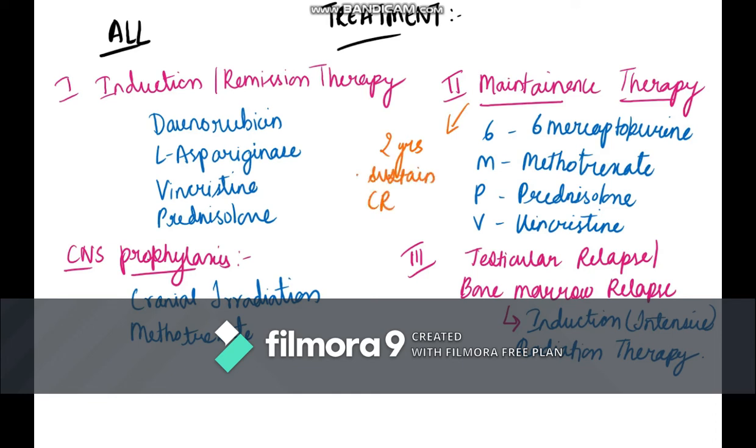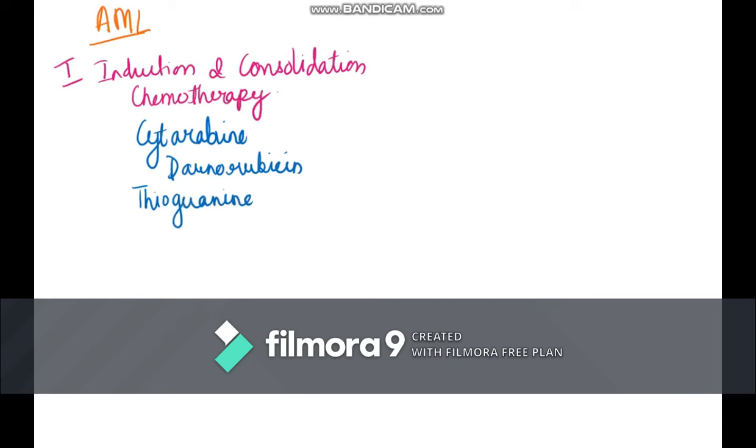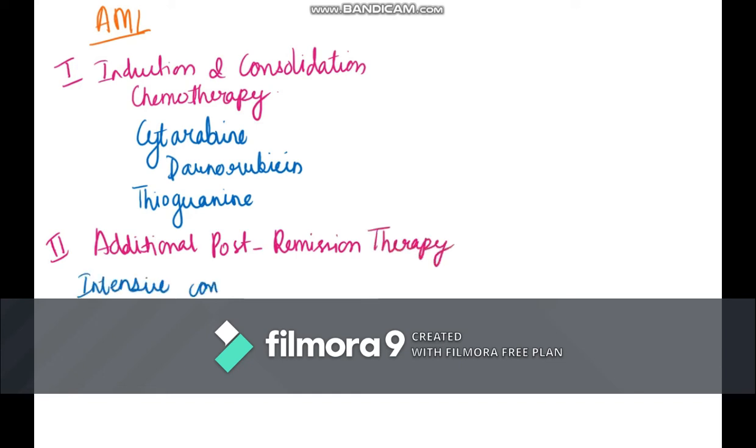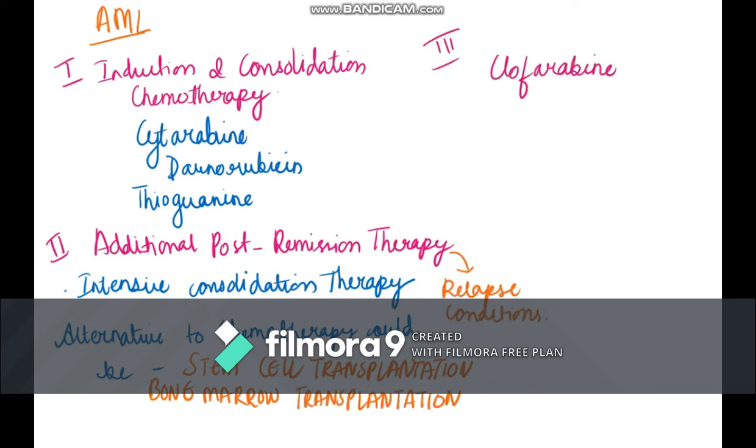Next we'll see AML. Here we have similar things like induction and consolidation chemotherapy. The headings are similar. We have cytarabine, daunorubicin and thioguanine as the drugs. Next is the post-remission therapy, because it is used after the maintenance also, as well as when we have relapse, we can involve this therapy, that is intensive consolidation chemotherapy. And as an alternative to this chemotherapy, even in relapse, we can go for stem cell transplantation or bone marrow transplantation.